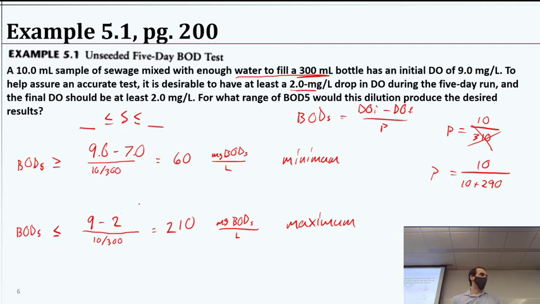So that's how we defined these two in terms of should have at least 2 milligrams per liter, that final DO. So when you see that final DO, that's referring to DOF here. And the drop was referring to DOI minus DOF.